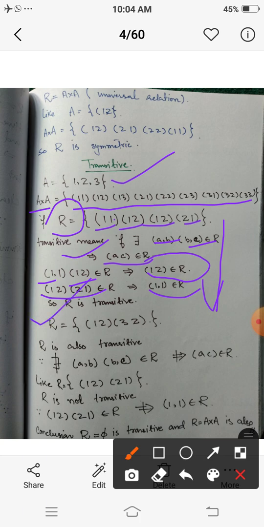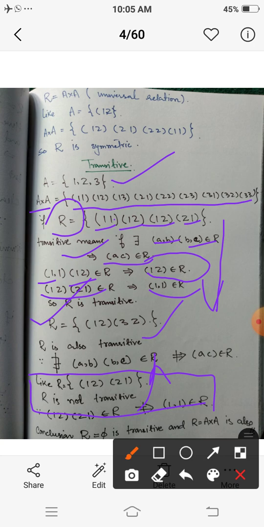Now if we consider R to be {(1,2),(3,2)}, R is here not transitive. Why? Because if we consider this very relation, here R is (1,2) and (2,1). There are elements of this type (a,b) and (b,c), but there does not exist an element of this type (a,c). Here (1,2) and (2,1) should imply that (1,1) belongs to this R, then we say that it is transitive. But these two elements do not imply that (1,1), that is (a,c), belongs to this R. That's why this is non-transitive.